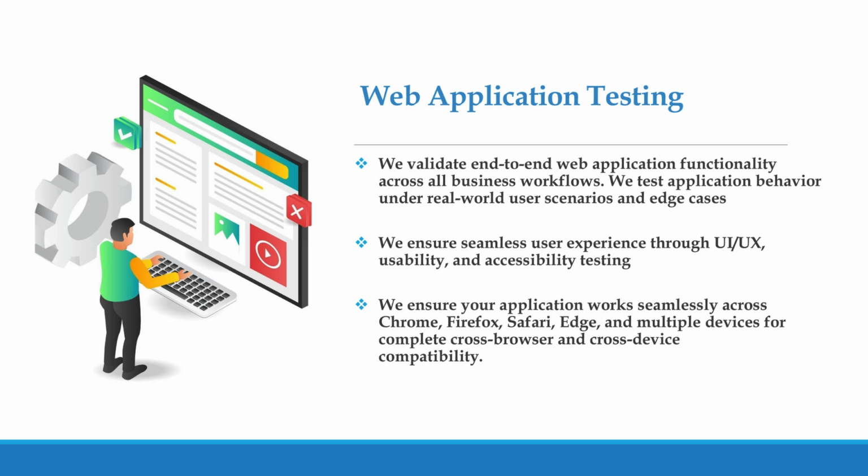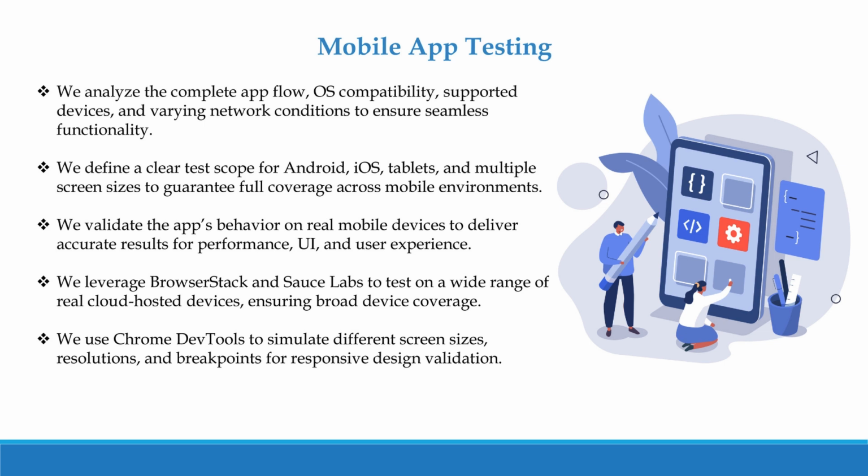When it comes to web application testing, we will be performing end-to-end testing across the business requirements. Our testing covers real-world user scenarios, UI and usability validation, and accessibility testing, to check whether disabled persons are able to use this web application. The main thing is that users can come from different browsers like Chrome, Firefox, and Safari, so we have to check compatibility on different devices.